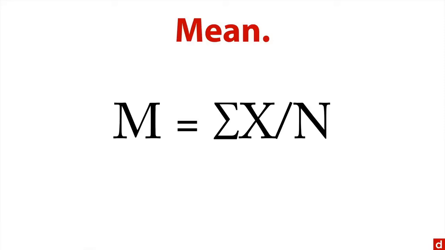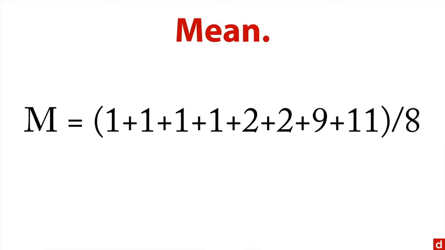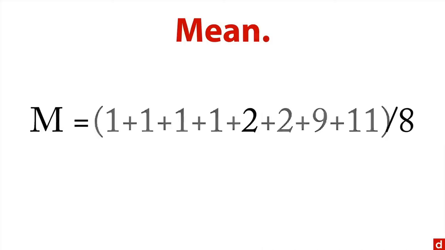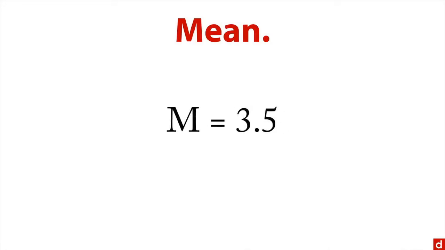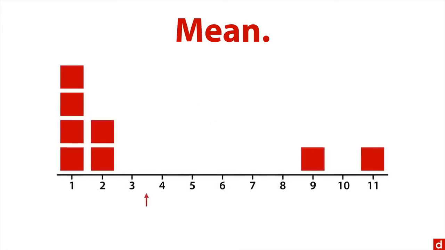And with our little data set, that works out to this, 1 plus 1 plus 1 plus 1 plus 2 plus 2 plus 9 plus 11. Add those all up and divide by 8, because that's how many scores there are. Well, that reduces to 28 divided by 8, which is equal to 3.5. If you go back to our little chart here, 3.5 is right over here.